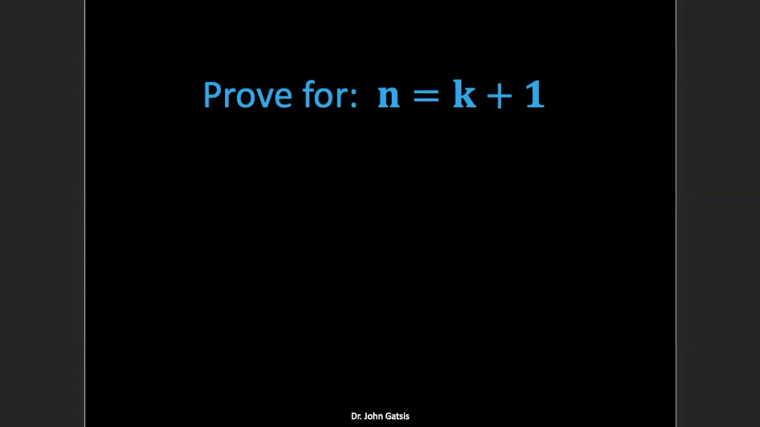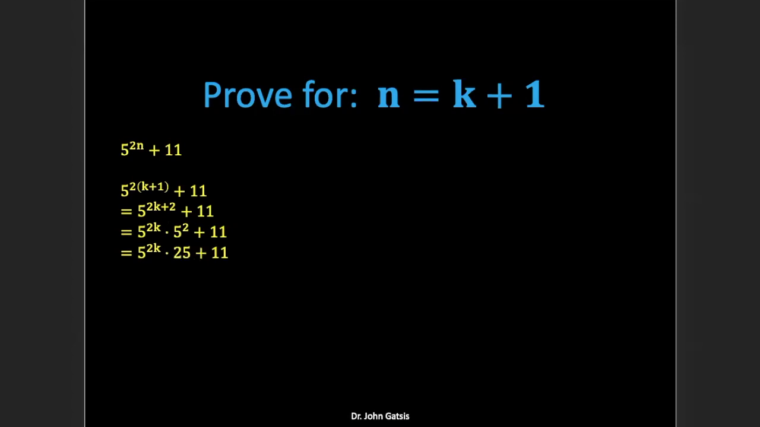Now we're going to prove that it is true for n equals k plus 1. So we want to see that this expression, when we substitute k plus 1 for n, will indeed be divisible by 12. So substitute in k plus 1 for n, and you get this expression here. And you can use some exponent laws here. Here we distribute the 2 into the brackets. Now we can separate using the exponent law for addition of exponents. Notice that 5 squared is 25.